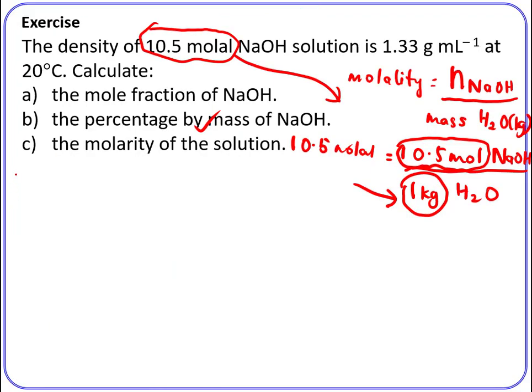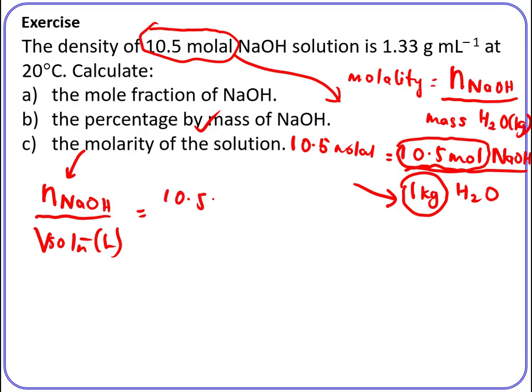Next question is C. Let us proceed to question C to find the molarity of solution. So how to find the molarity of solution is to consider the mole of NaOH divided by the volume of solution in liter. Do we have the mole? Yes, just now is 10.5 mole of NaOH divided by the volume of solution in liter, right?